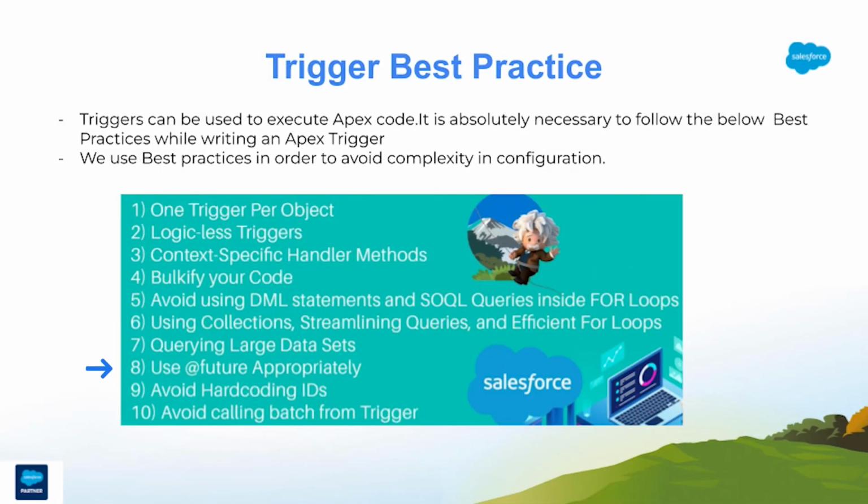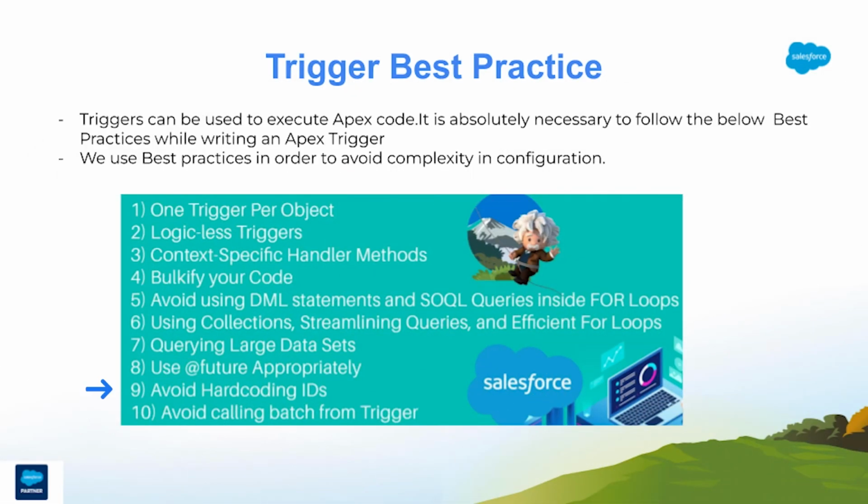Number 8, use future appropriately. It's critical to create your Apex code in such a way that it can handle a large number of records at once. When you use a future method, the method executes when Salesforce has available resources. The future method in the event of a trigger callout ensures that the current transaction does not have to wait for a callout answer.